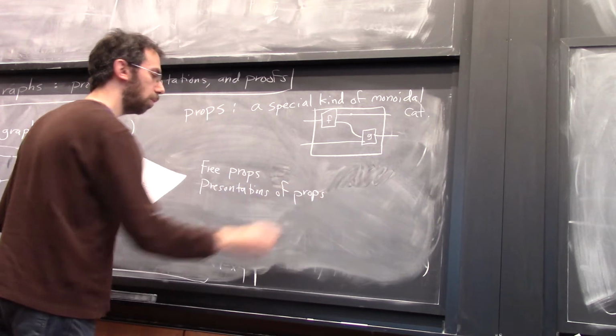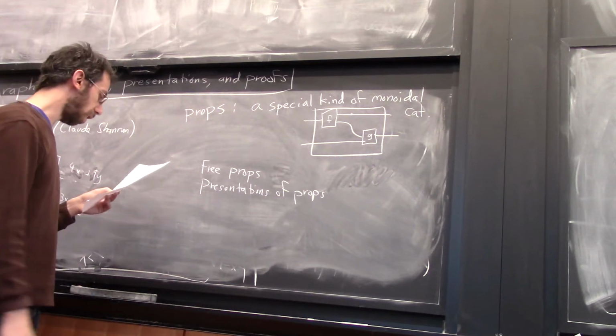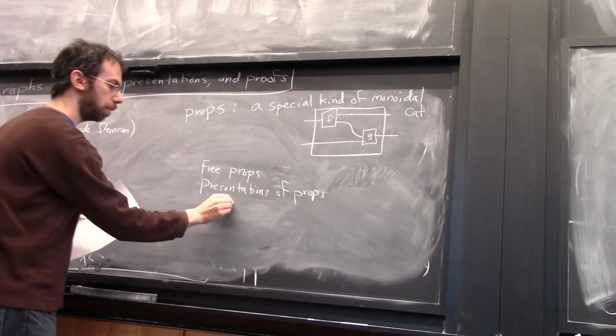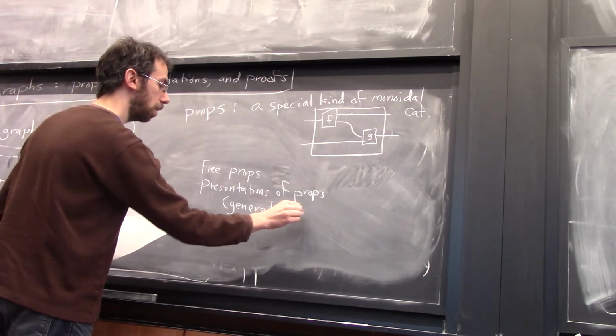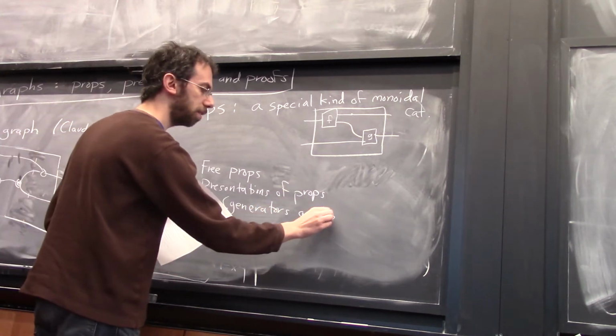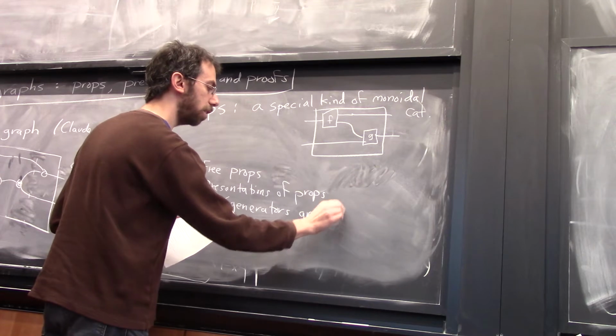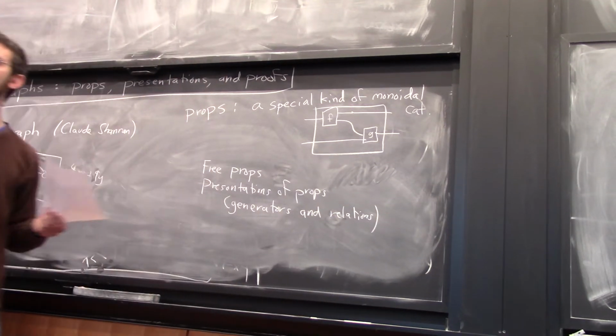I'm just going over right now what we're going to do today. You're not supposed to already understand any of this. Presentations of props, which are kind of generators and relations. And the goal of this isn't just to say what generators and relations for props are, but to kind of say what generators and relations do in general in category theory and throughout math.